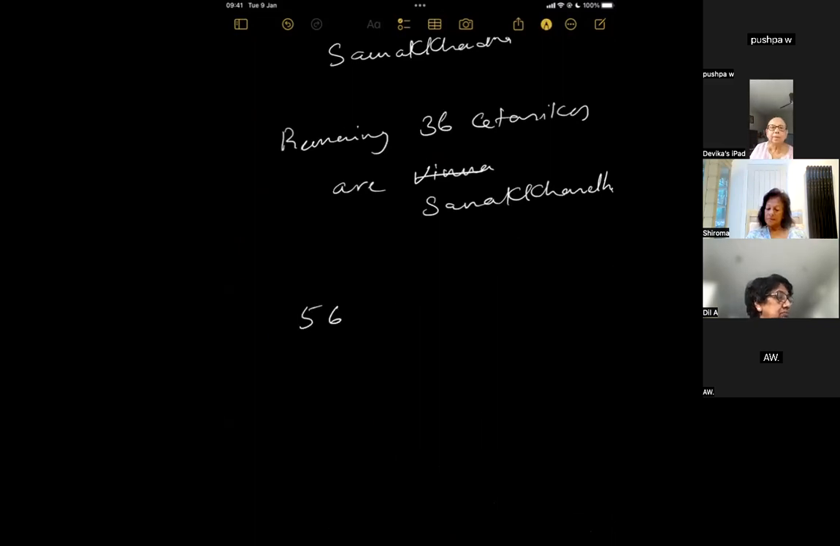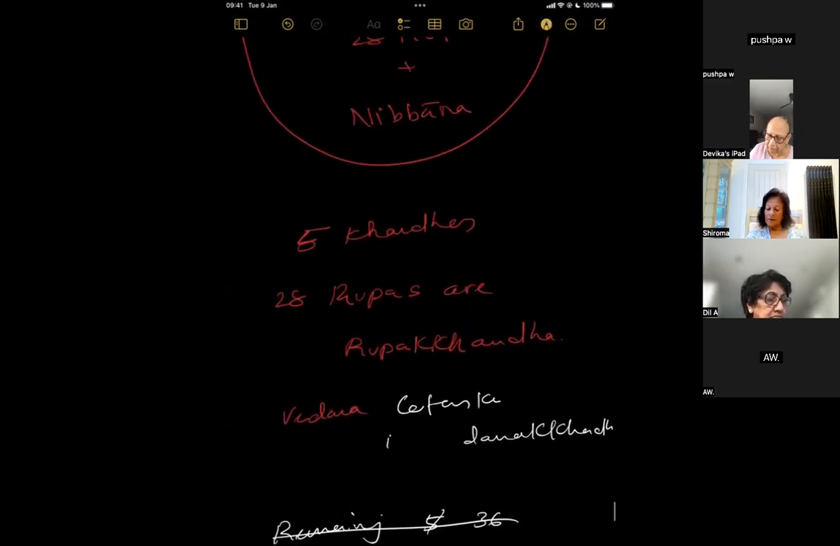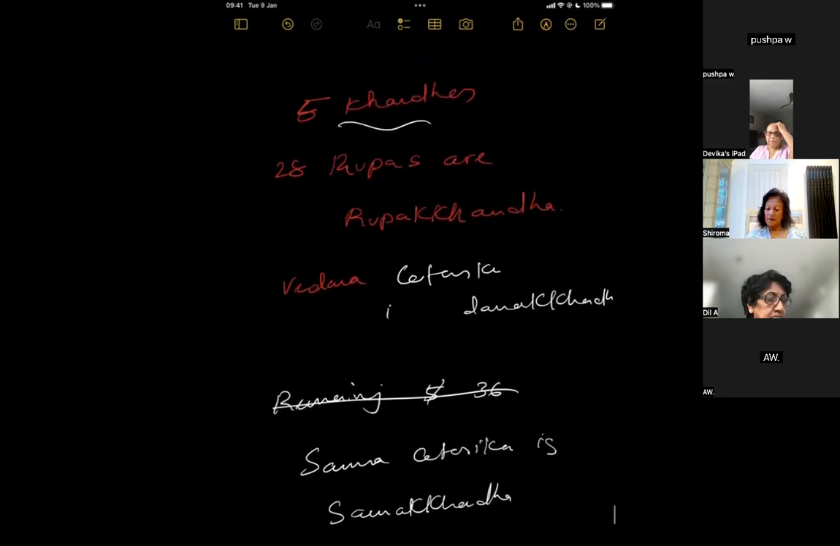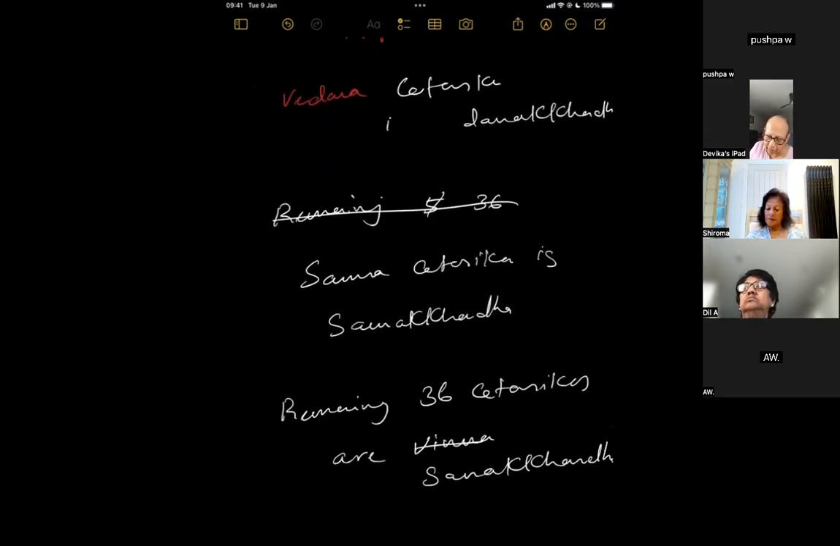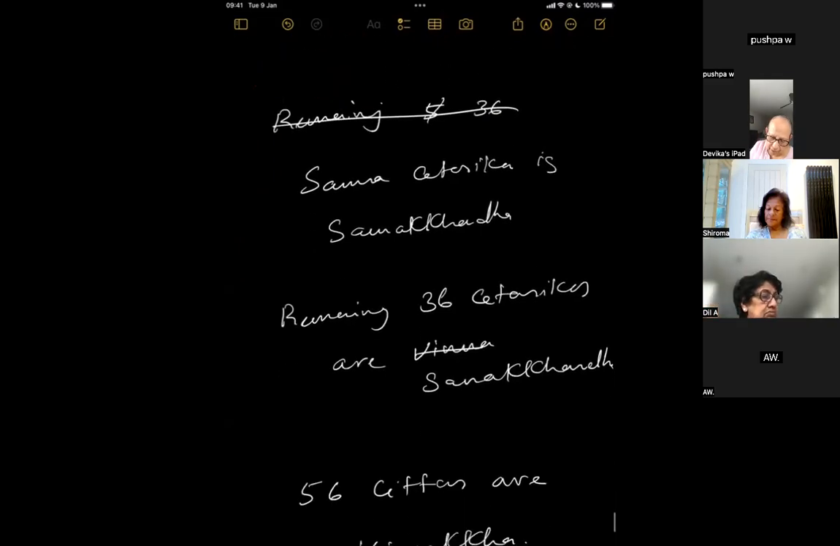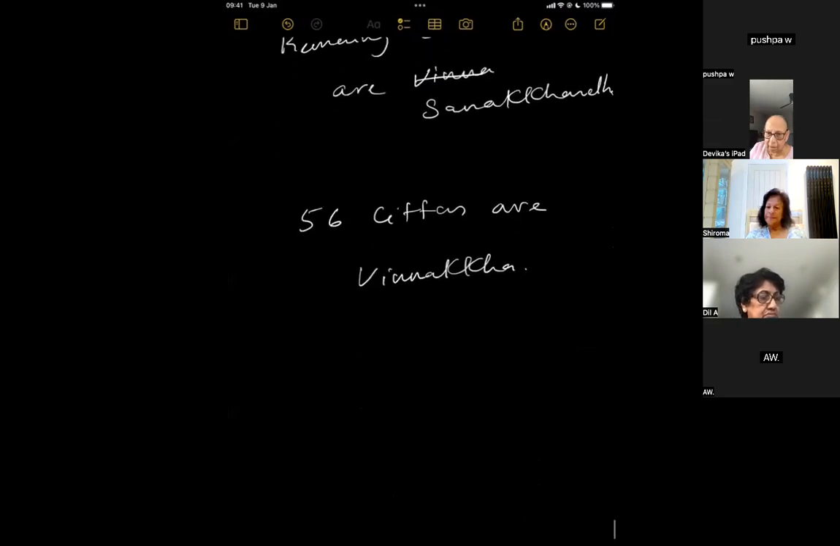56 chittas are Vinyana Skanda. Hari. Five Kandas: 28 Rupas are Rupa Kanda. Vedana Chetasika is Vedana Kanda. Sanya Chetasika is Sanya Kanda. The remaining 36 Chetasikas are Sankhara Kanda. 56 Chetasikas are Vinyana Kanda. Right?